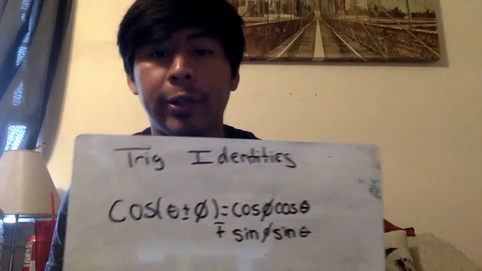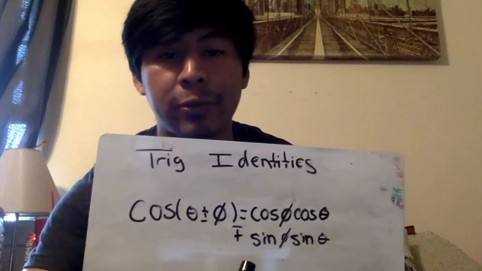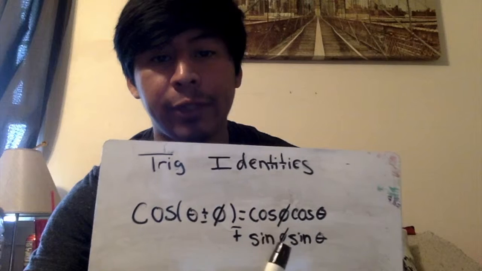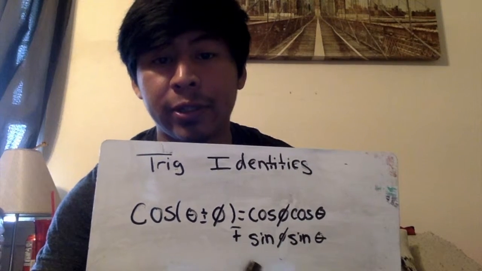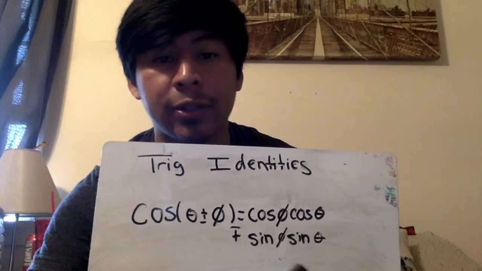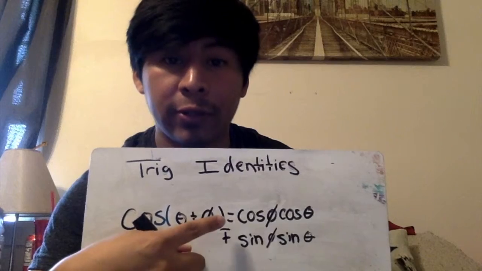So we got our cosine of theta plus or minus phi, which is equal to cosine phi times cosine theta, and then minus or plus sine of phi times sine of theta. I like to write it down like this so that you know that it's cosine sine, cosine sine.